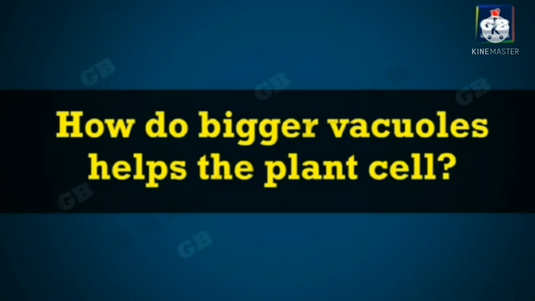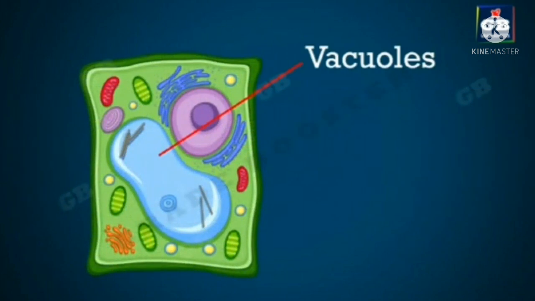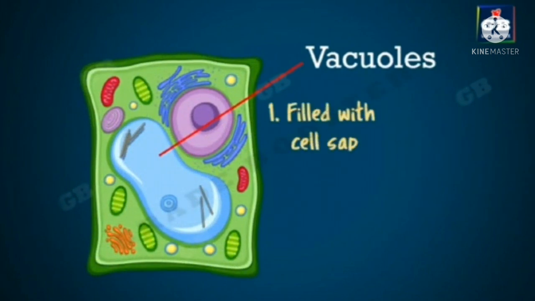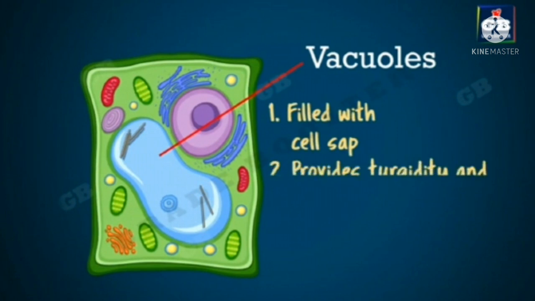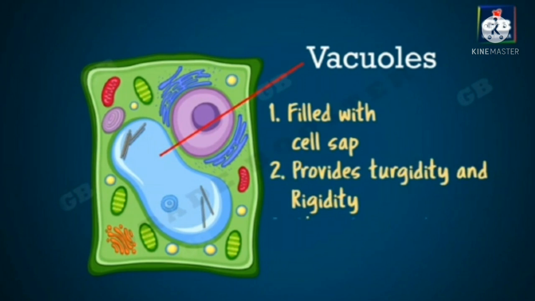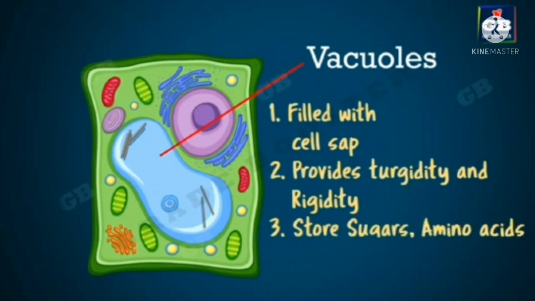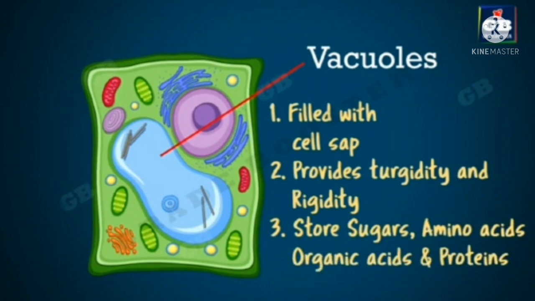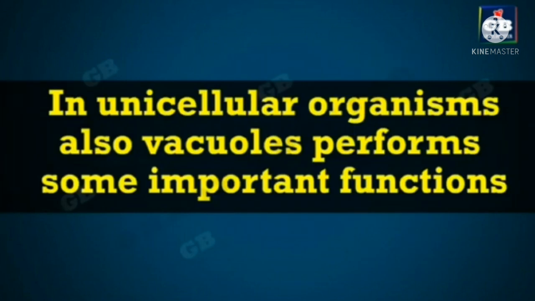How do bigger vacuoles help the plant cell? Now let us come to know. The vacuoles in the plant cells are filled with cell sap, which provides turgidity and rigidity to the cell. These store many important materials like sugars, amino acids, various organic acids and some proteins.